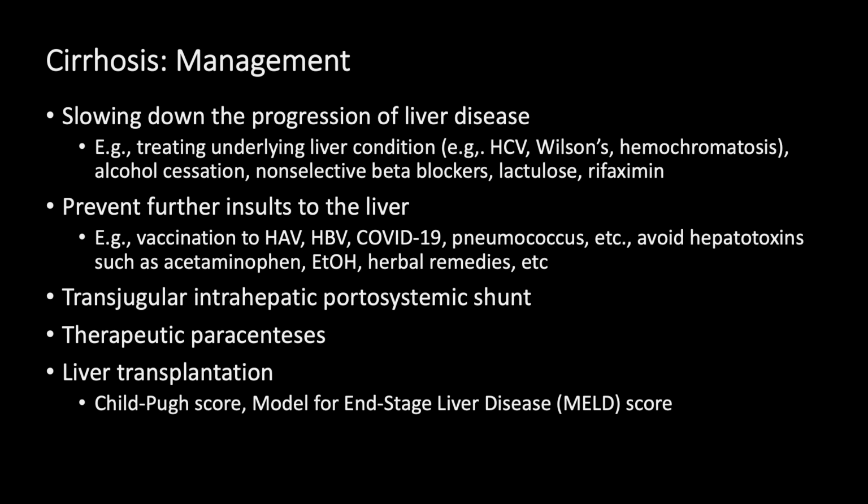If a patient's portal hypertension cannot be controlled conservatively, they can have a transjugular intrahepatic portosystemic shunt placed if the patient qualifies. Therapeutic paracenteses can also be used to help decrease discomfort from recurrent ascites. The ultimate cure for cirrhosis would be a liver transplant, and a hepatologist can use the Child-Pugh or MELD scores to predict cirrhosis prognosis.